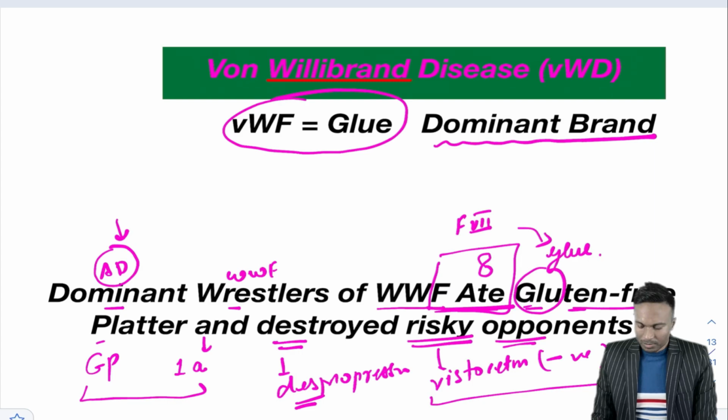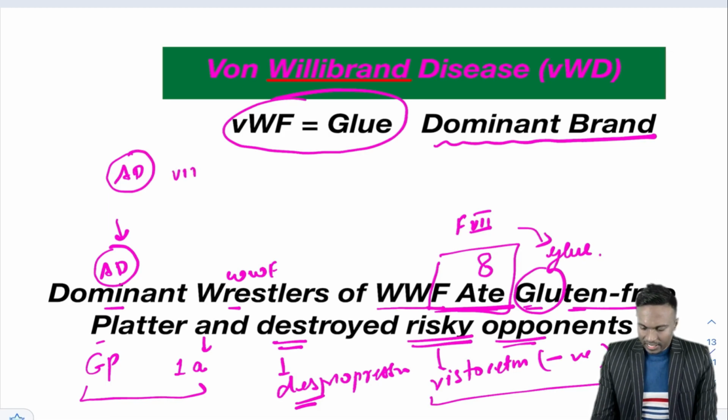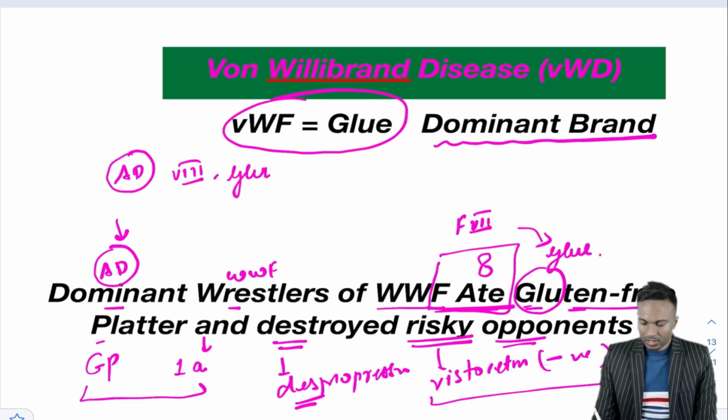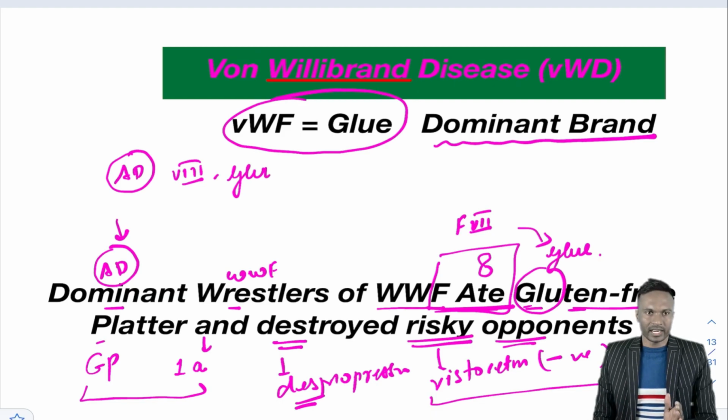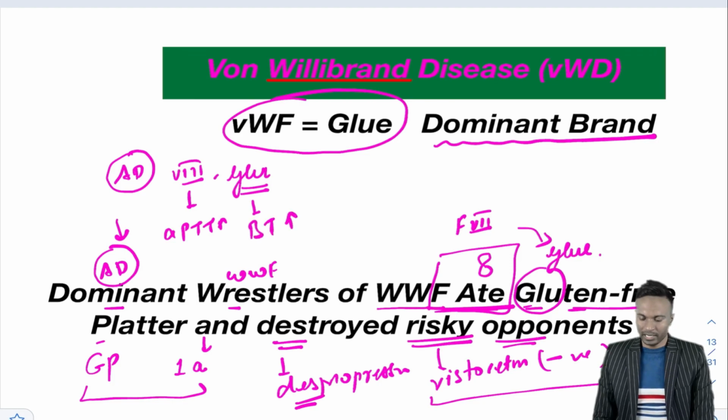So in von Willebrand disease, you need to know that this is an autosomal dominant disease. Secondly, it carries factor 8 along with it. Thirdly, it acts like glue. If there is deficiency of factor 8, then activated partial thromboplastin time will increase. If von Willebrand factor itself is deficient, it will not be able to glue platelets to the endothelium, so bleeding time will increase. So you can relate increase in APTT to factor 8, and increase in bleeding time to the glue function.